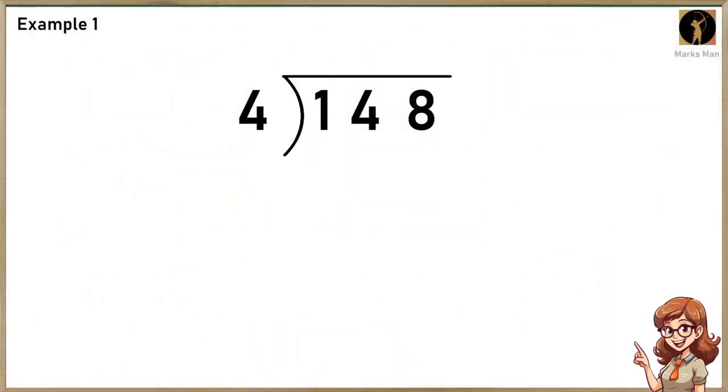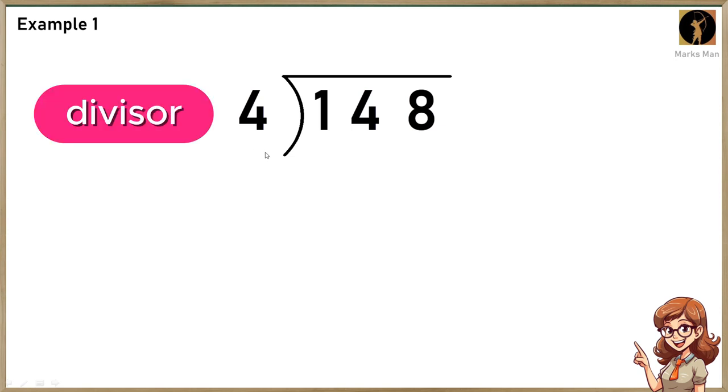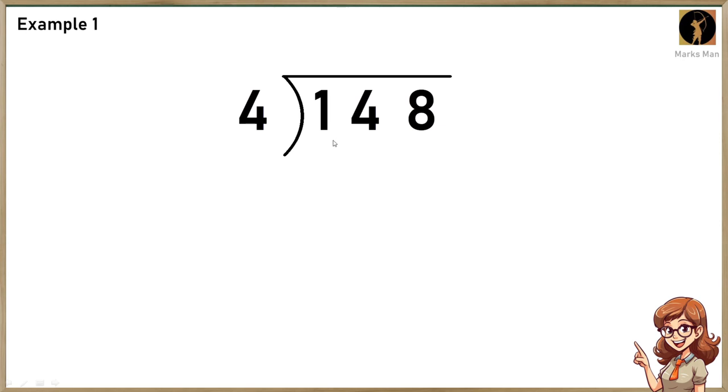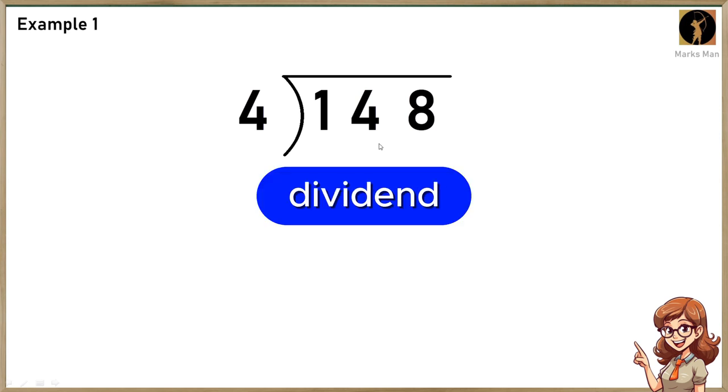First example, what is 148 divided by 4? Now, the number outside the division symbol is called the divisor. In this case, that is number 4. The divisor is the factor that divides the number inside the division symbol. Now, the number inside this division symbol is called the dividend. The dividend is a number that is divided by the divisor.